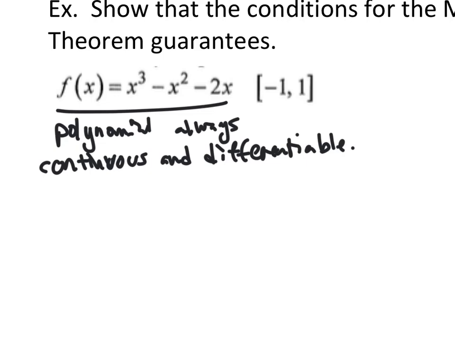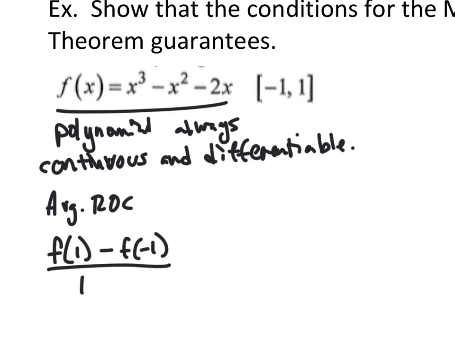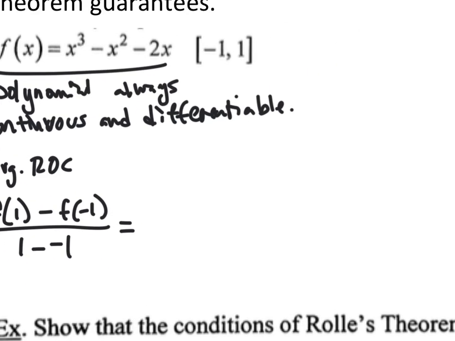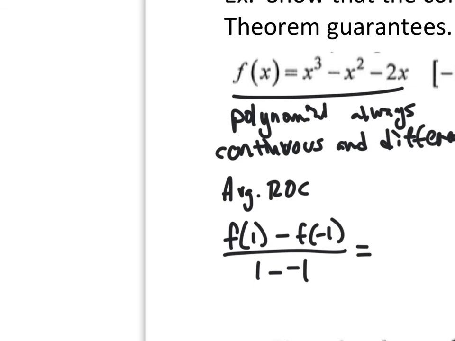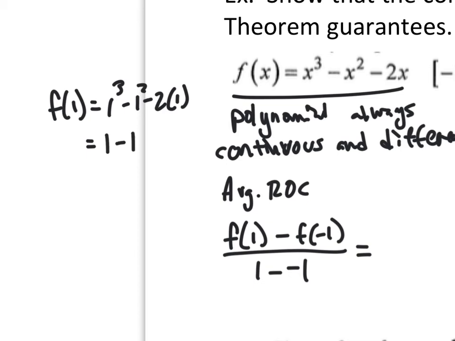So the first thing I want to do is find the average rate of change. So I'm going to find f of 1 minus f of -1 all over 1 minus -1. If I find f of 1, that's going to give me 1 cubed minus 1 squared minus 2 times 1. So that's 1 minus 1 minus 2. 1 minus 1 is just 0, minus 2, which gives me negative 2.